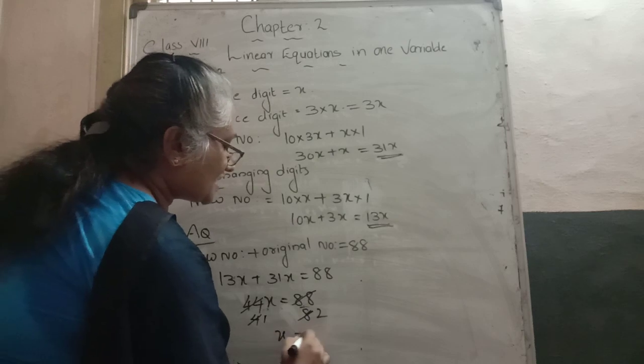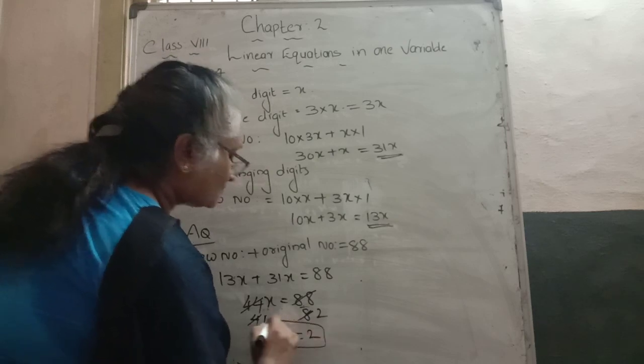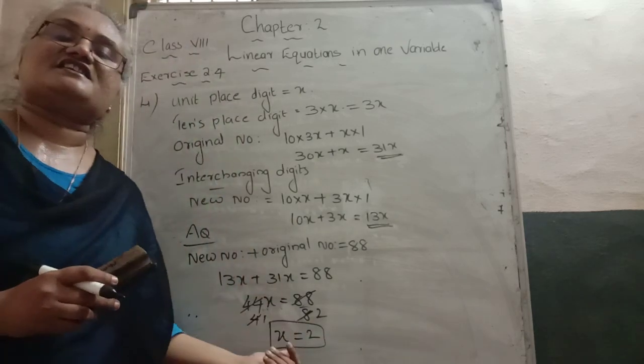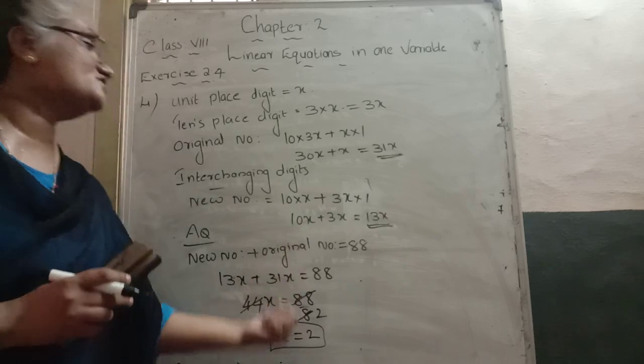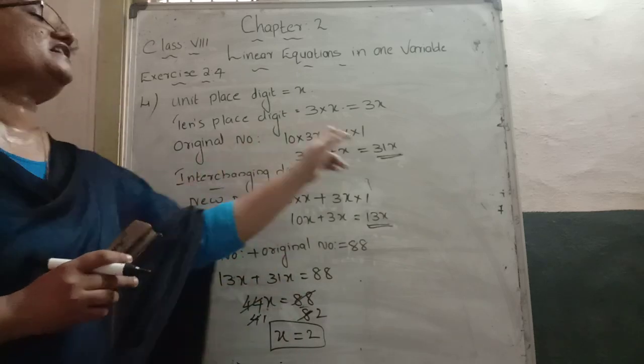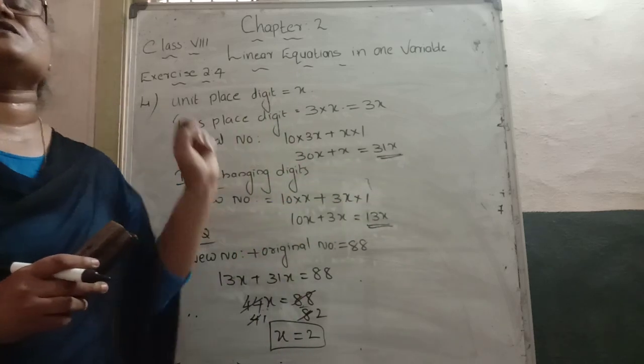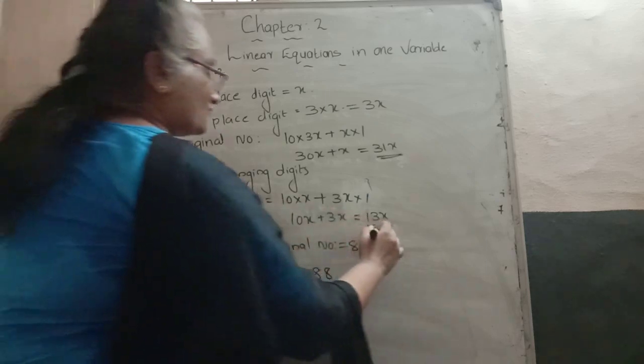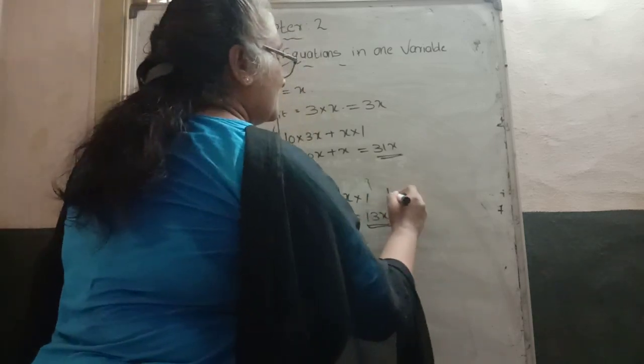So x value becomes how much? 2 is our x value. So we get x value as 2. This x value we substitute in our original number place. We get our 2-digit number. Therefore we want our original number.